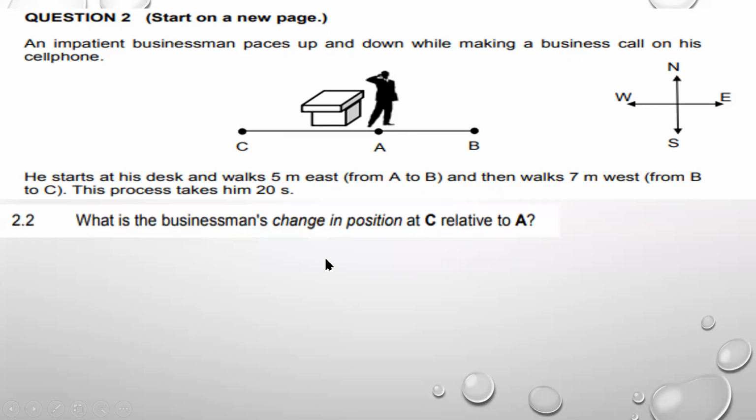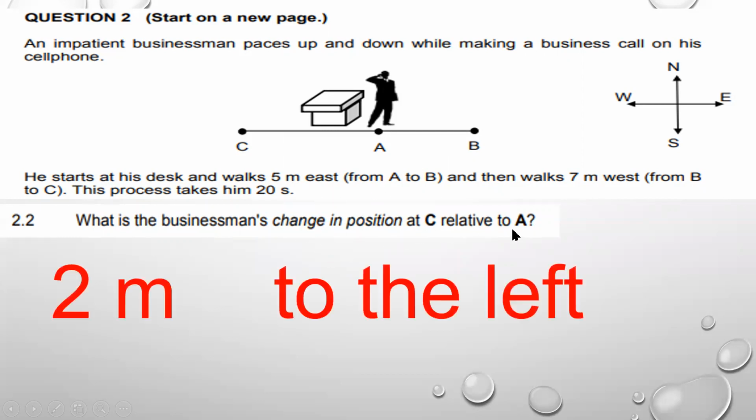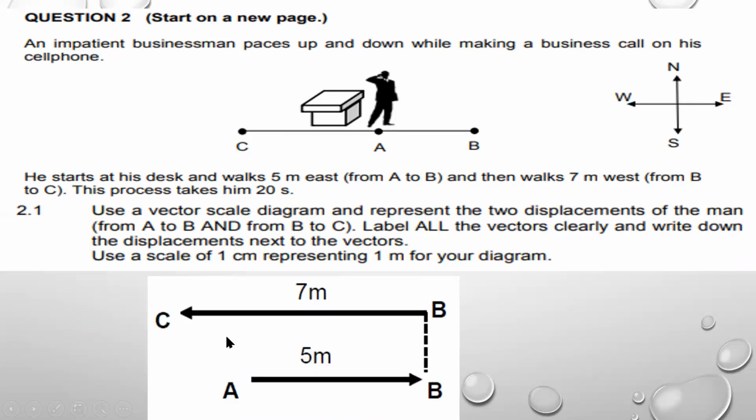Next one. Change in position. They're asking for the displacement of C relative to A. 2 meters left. Maybe we can show it with this one. On this diagram, we can show 2.2. Answering 2.2 now.